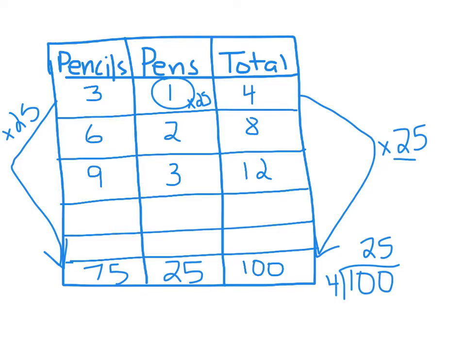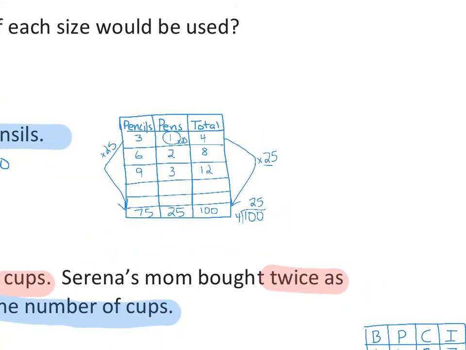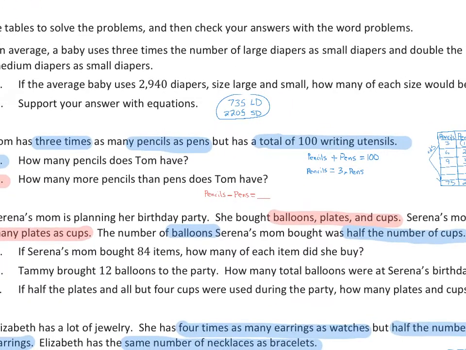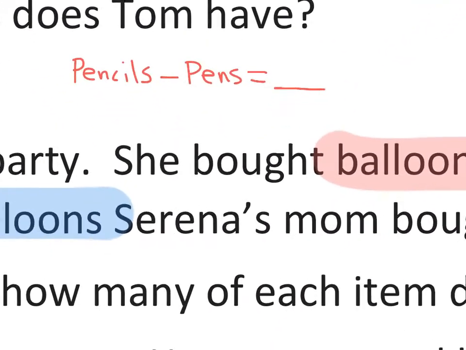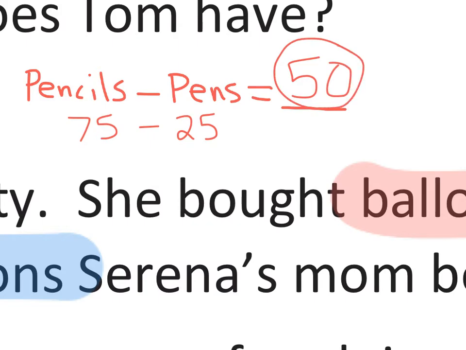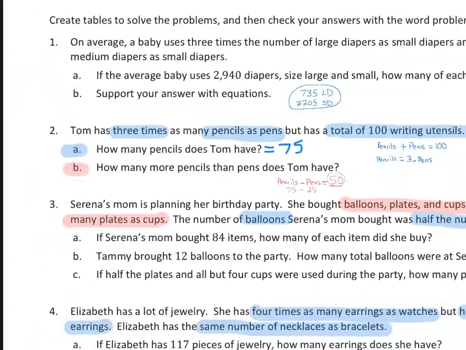And so now, 75 plus 25 is 100, right? I've answered my first question. How many pencils does he have? He has 75. And how many more pencils than pens does he have? So we're going to take our 75 here, and we're going to subtract the 25 for the pens from the table, and we're going to get 50. And that is what I got for question 2.